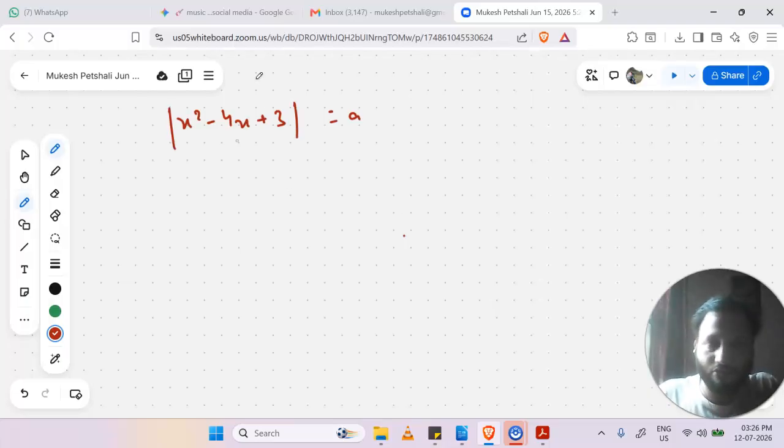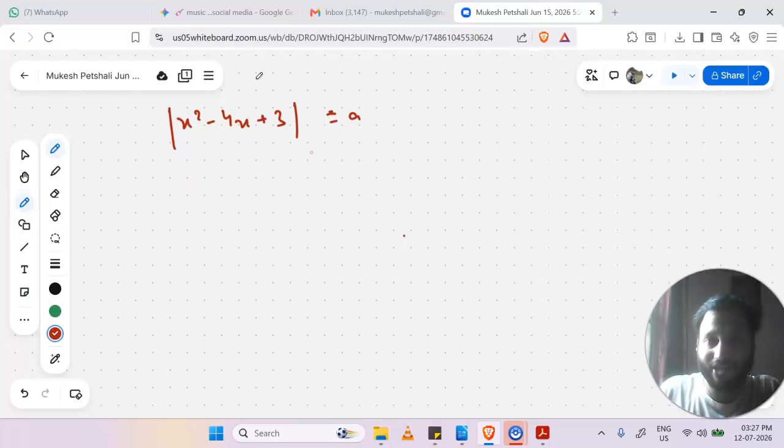Now if I just focus on this particular thing, what do these two equations mean graphically? It means y is equal to a and y is equal to mod of x square minus 4x plus 3, the intersection points of these two graphs. So now they are saying find the value of a for which these two graphs will intersect at exactly 3 points. So first I'll draw the graph for x square minus 4x plus 3.